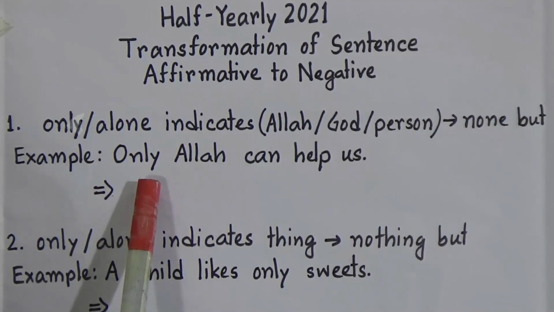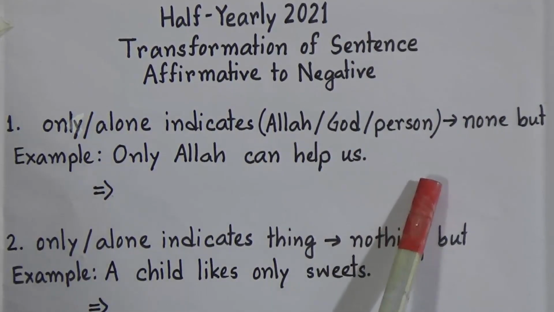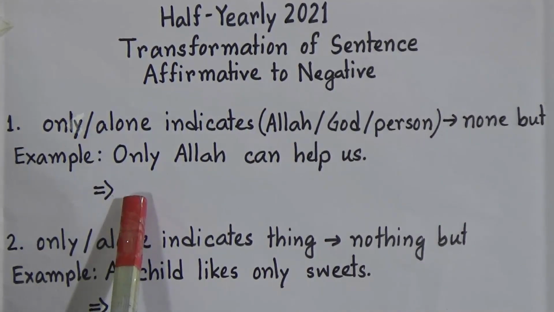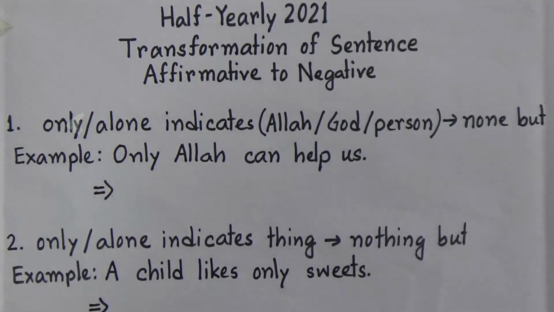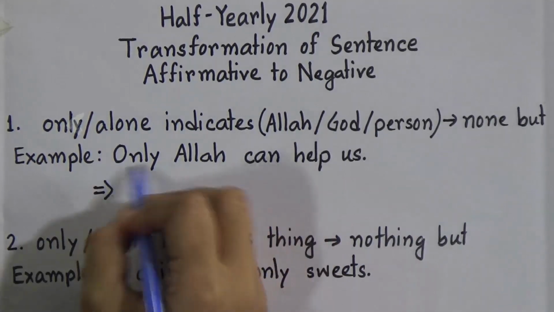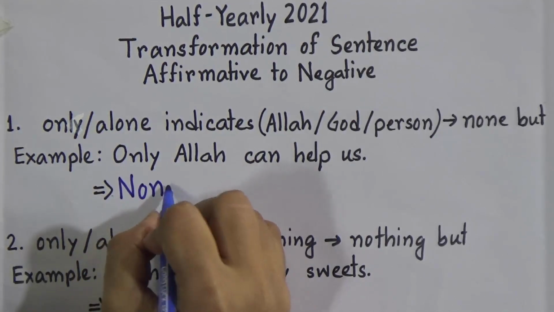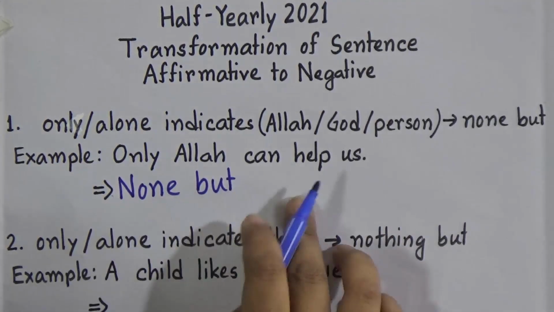So when only or alone indicates Allah or God or person, we will write none but in the place of only. That means instead of only, you will write none but. Okay. So let's do this exercise. The example. Only Allah can help us. So how will you do this one? We will write none but instead of only. None but. Now we will write the rest of the sentence.